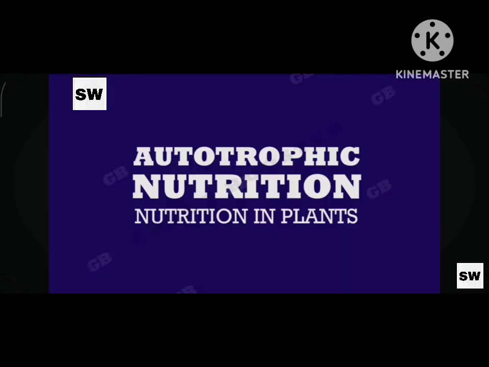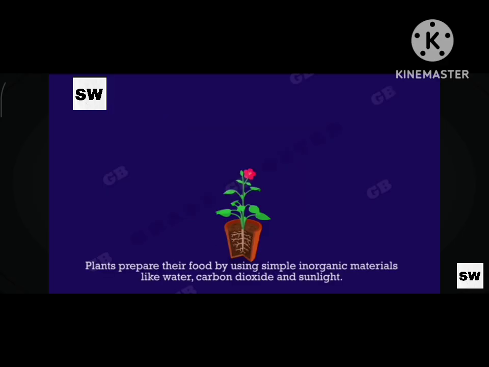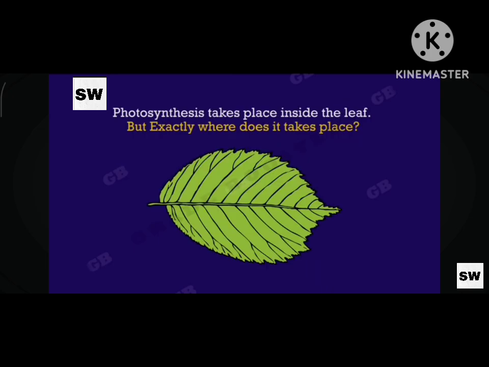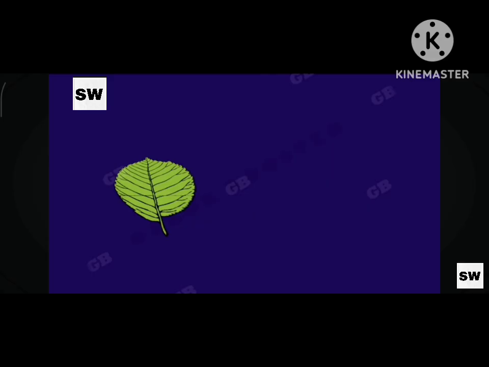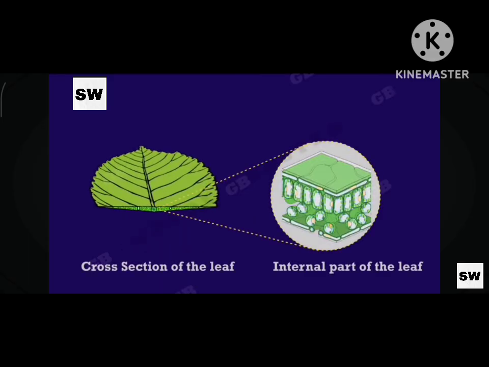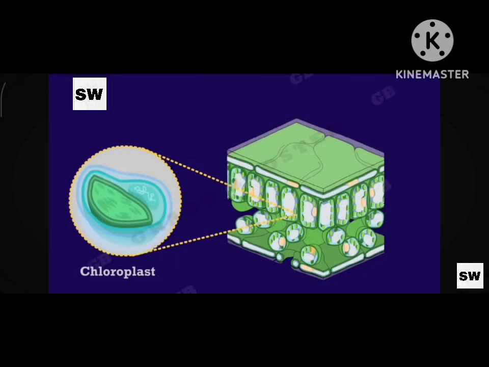Now, under autotrophic nutrition, we will see nutrition in plants. Nutrition in plants is autotrophic, meaning self-feeding. Plants prepare their food by using simple inorganic materials like water, carbon dioxide, and sunlight. This process is called photosynthesis. It takes place inside the leaf. But exactly where does it happen inside the leaf? If we see the cross-section of a leaf, we will find the cells with green-colored structures called chloroplasts. This is the exact site of photosynthesis.